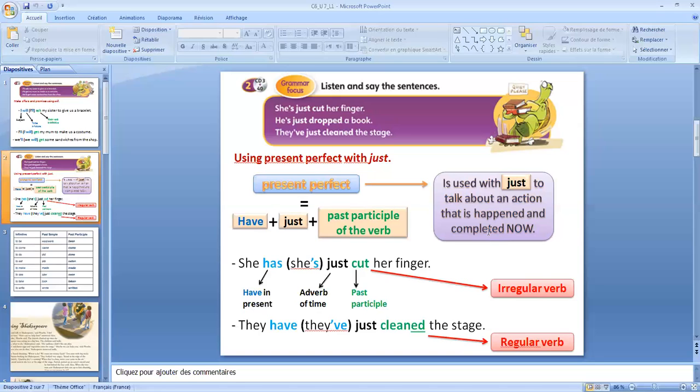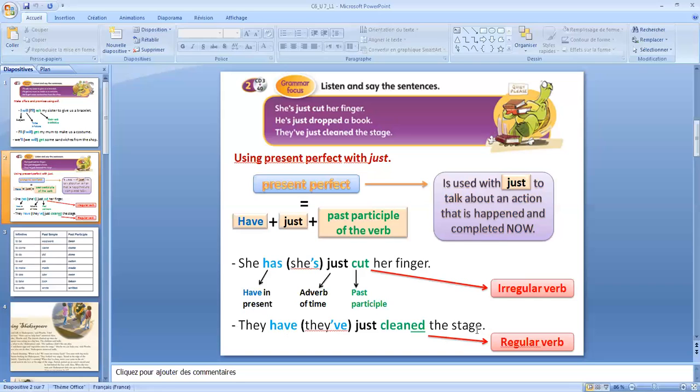For example, I have just eaten my breakfast just now. I have just eaten my breakfast. It means I have just eaten now, but it's completed. I'm not still eating it. It's completed. Okay, that is the present perfect. Let's say the next one. They have just cleaned the stage.